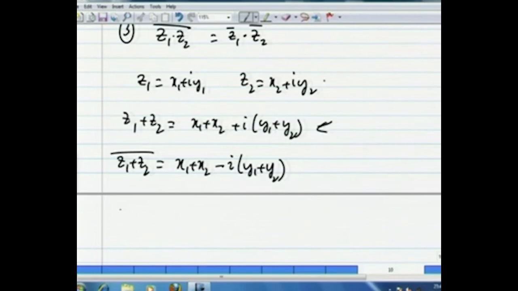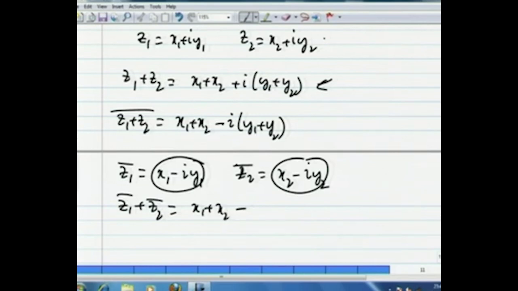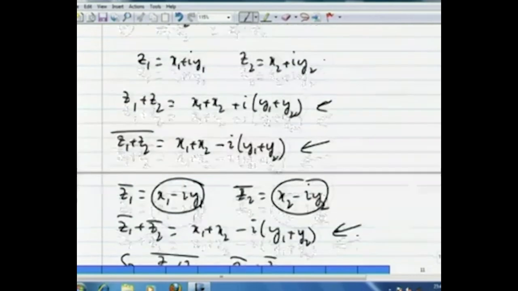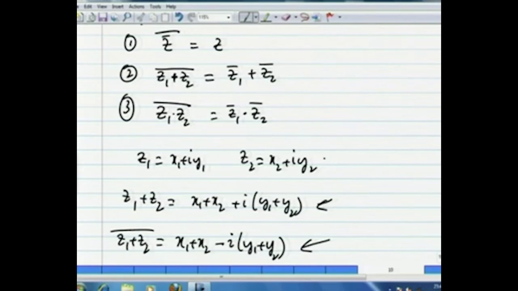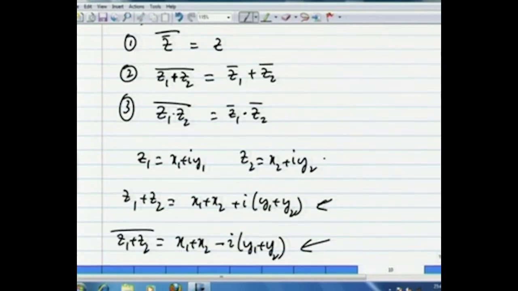And then z 1 is x 1 plus i y 1. So, z 1 bar is x 1 minus i y 1 and z 2 bar is x 2 minus i y 2. So, z 1 bar plus z 2 bar is the addition of these two complex numbers, which gives you x 1 plus x 2 minus i times y 1 plus y 2. It is plus i times minus y 1 plus minus y 2, which is the same as minus i times y 1 plus y 2. So now, you see that this tallies with this. So, z 1 plus z 2 bar is equal to z 1 bar plus z 2 bar. So, it is likewise routine to verify 3 and 1. You can just take z 1 is x 1 plus i y 1, z 2 is x 2 plus i y 2 and perform the operations in the proper order and verify 1 and 3.